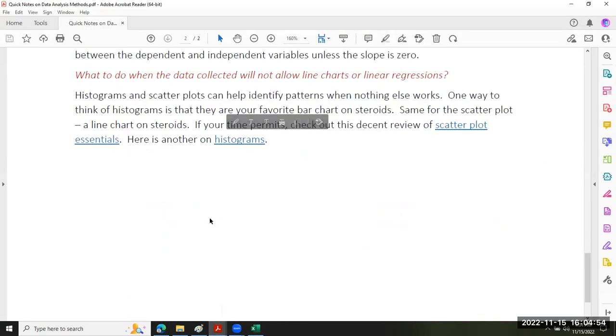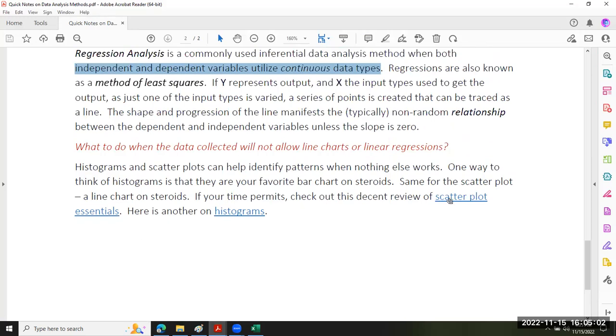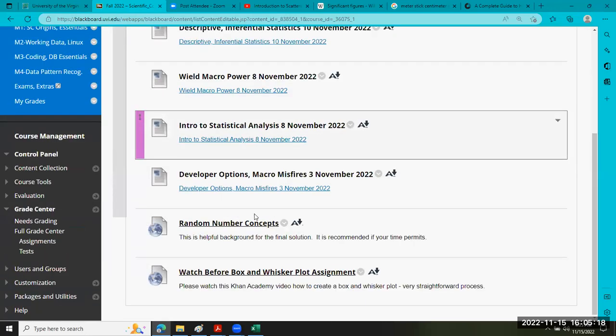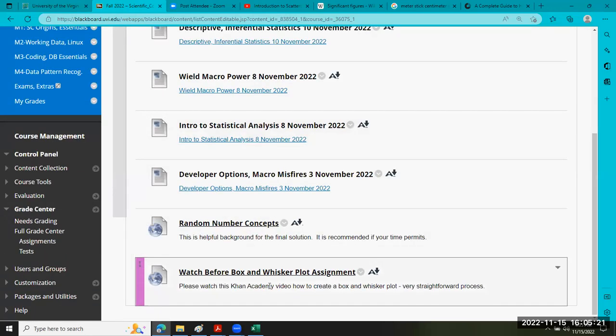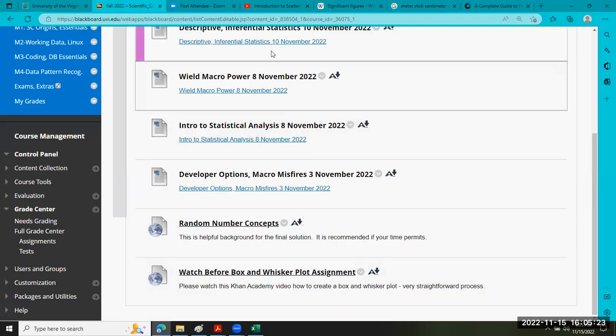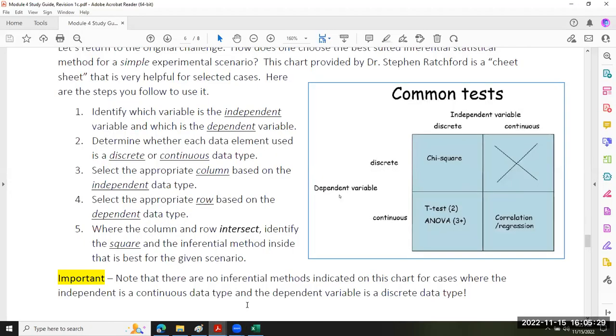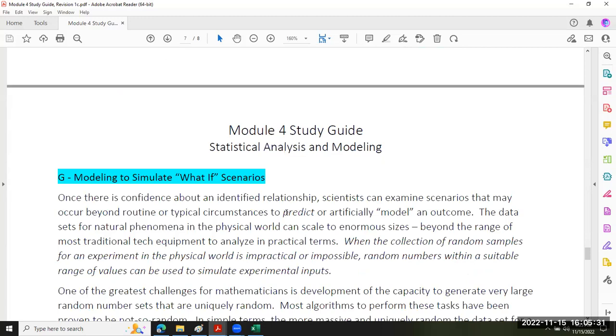Right, so that's the end of the quick notes on descriptive and inferential data analysis, but you are going to see some items on the module assessment about these types of measures: scatter plots, histograms, and then whisker plots, which is why you want to go back to the videos and watch the one about whisker plots, right? Any questions before we go on to modeling?